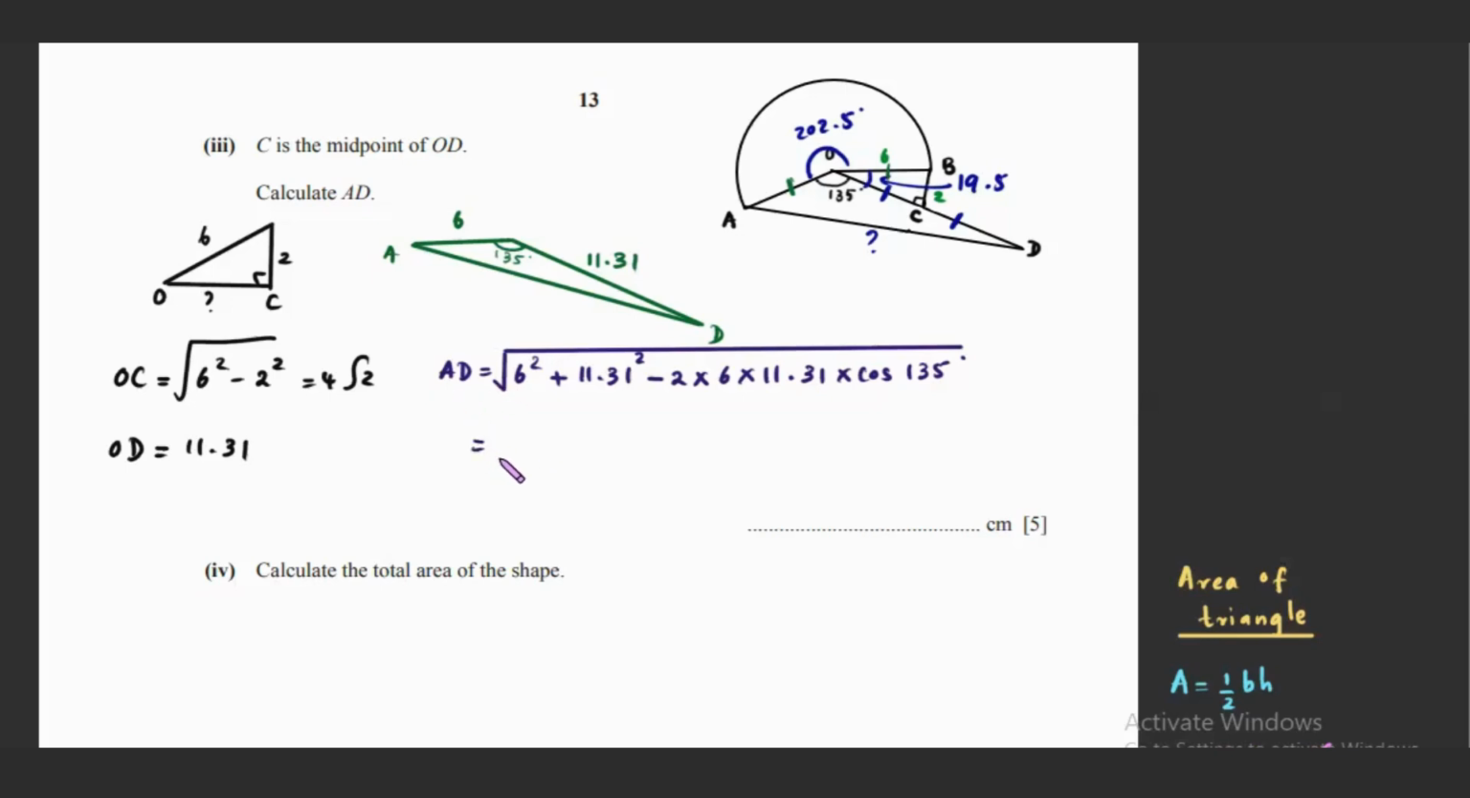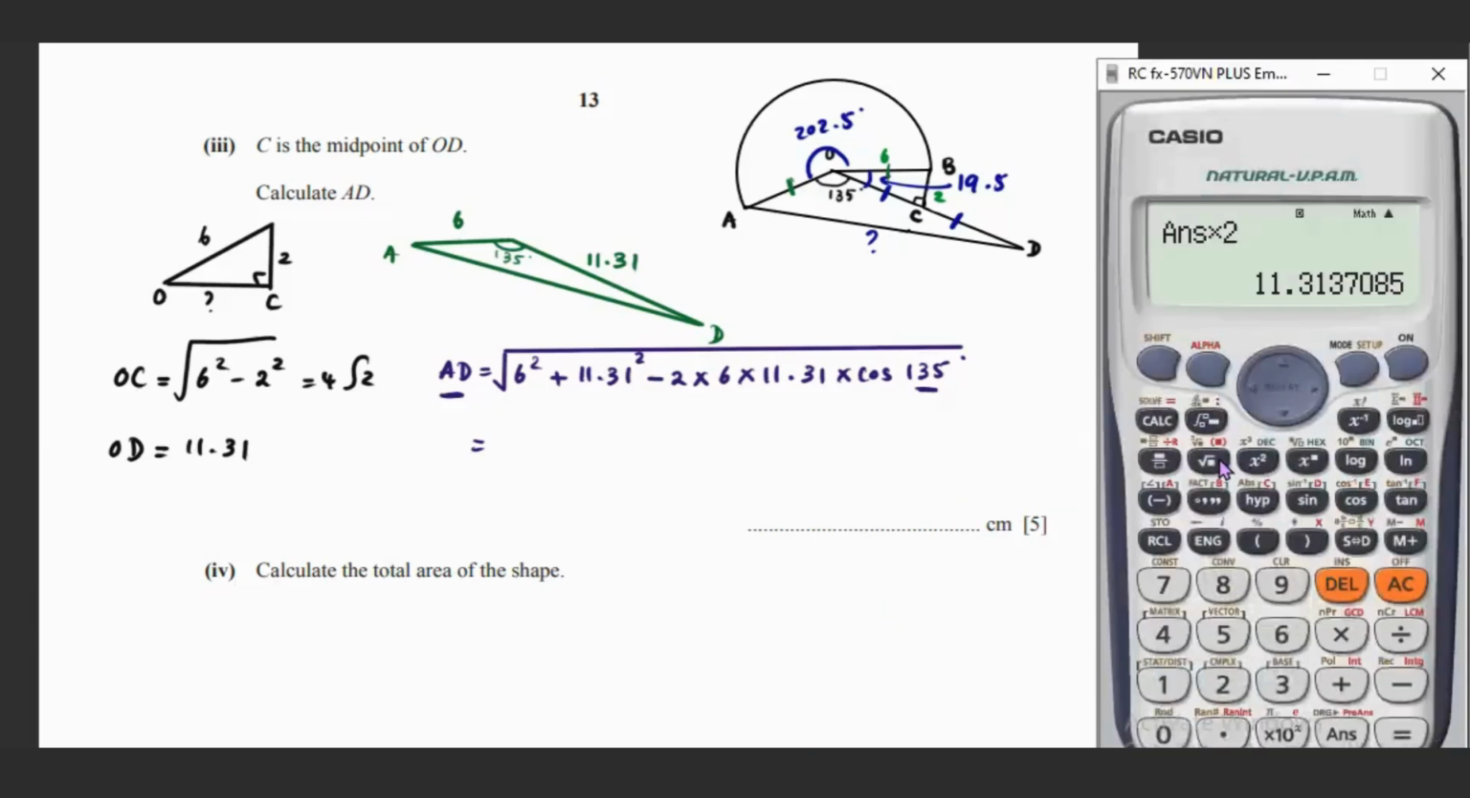And that way we can find what AD is. So I'm going to put this in the calculator. The square of the two sides that are given here should be squared, added, and you need to deduct that with 2 times 6 times 11.31 cos 135. This side and this angle should be opposite to each other. That is how the formula should be. Only then we can make use of this to find what AD is. So this 135 is written here. Now I'm going to put this into the calculator and see what we get.